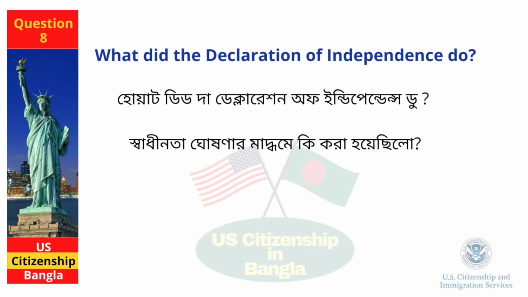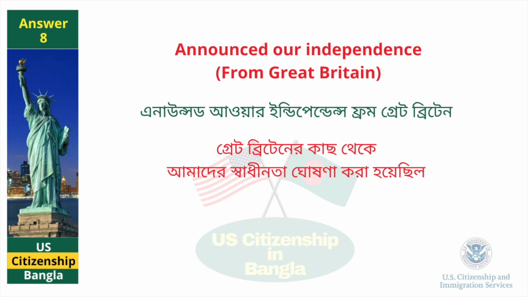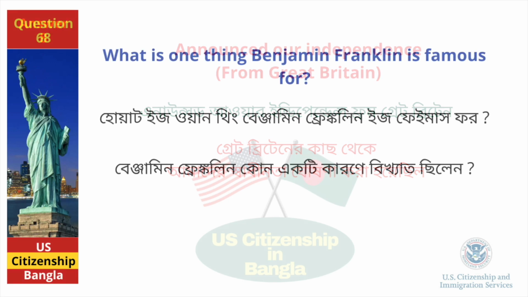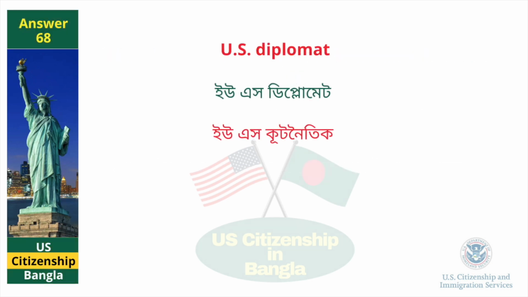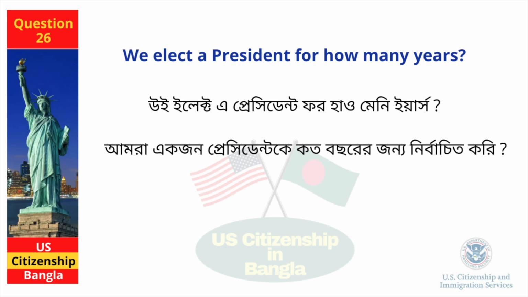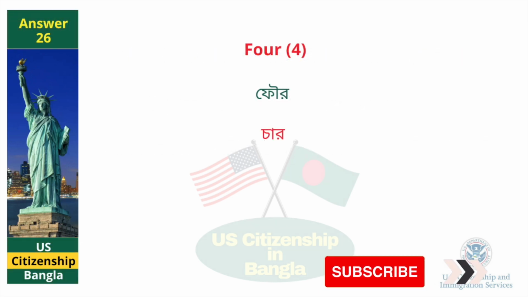What did the Declaration of Independence do? Announced our independence. What is one thing Benjamin Franklin is famous for? US diplomat. We elect a president for how many years? 4.